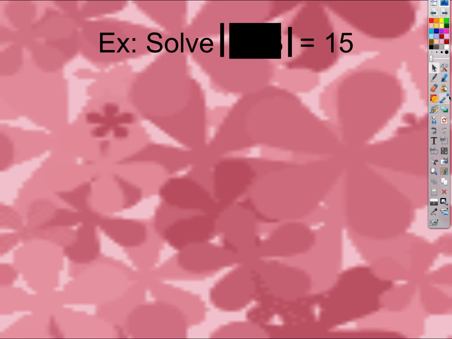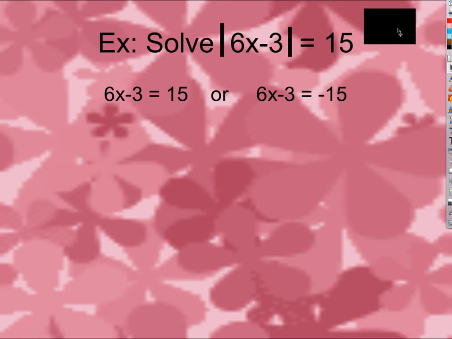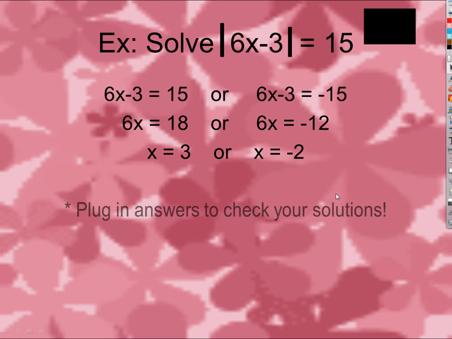So whatever's back there, turns out it's 6x minus 3. We'll just set it equal to 15, or we'll set it equal to negative 15, and we'll solve both of those equations. In both cases, what are the two steps I go through to isolate x? Add 3, divide by 6. So if I add 3 to the left equation, I get 18. 6x equals 18, divide by 6, and I get 3. Now on the right side, if I add 3 to negative 15, I get negative 12, divided by 6 is negative 2. So those are my two answers.